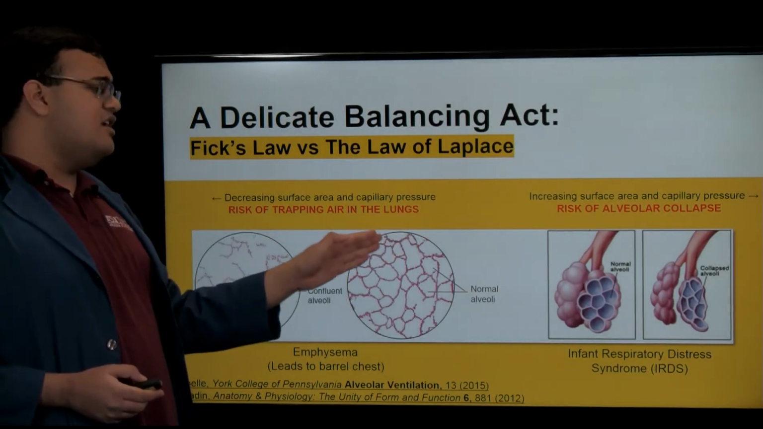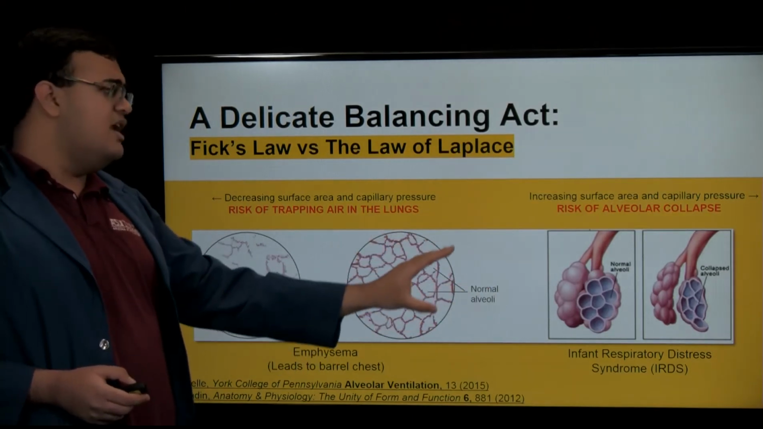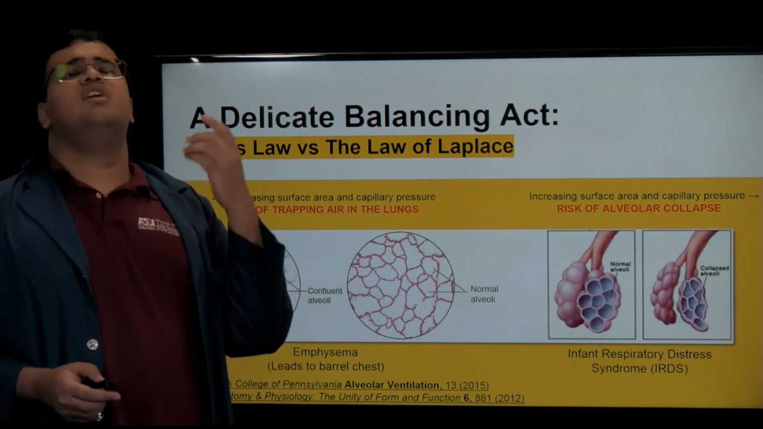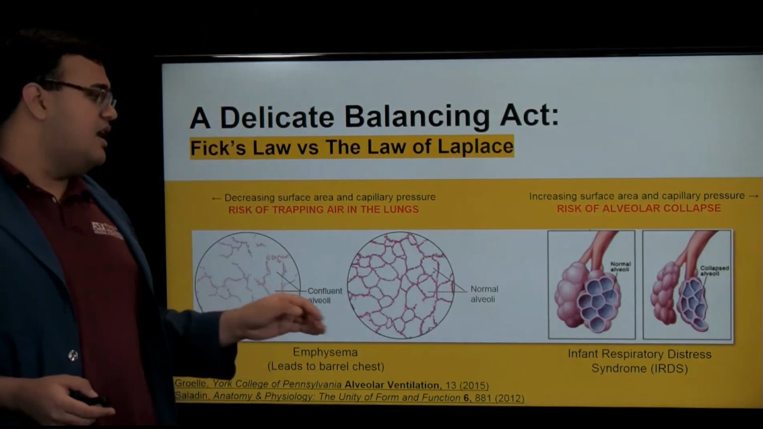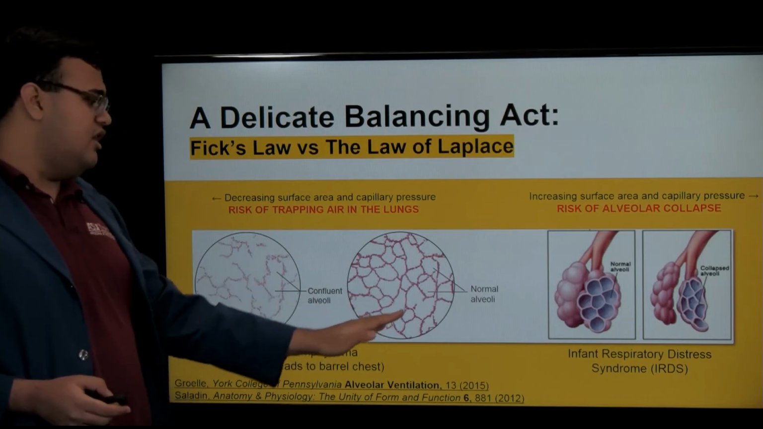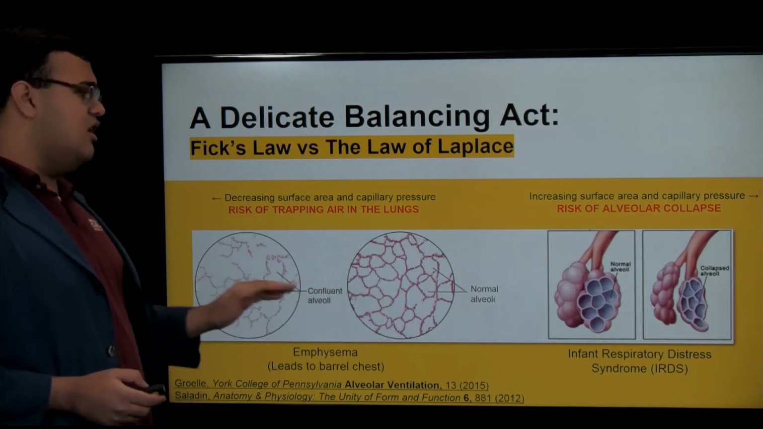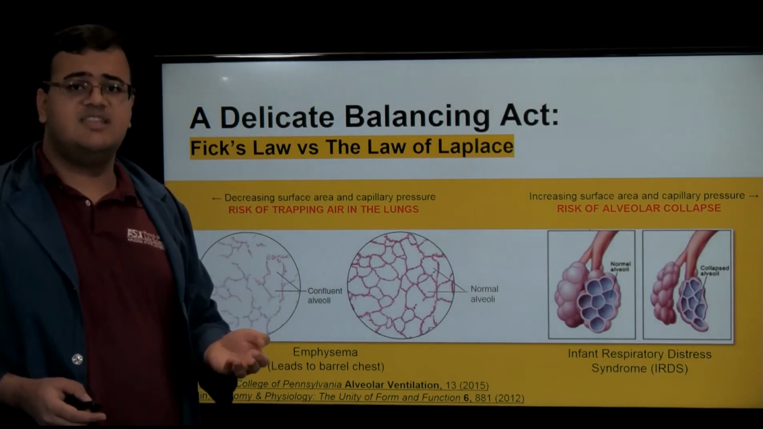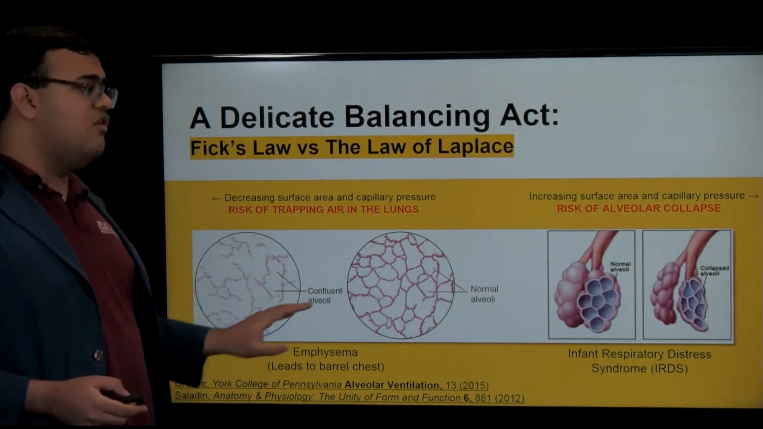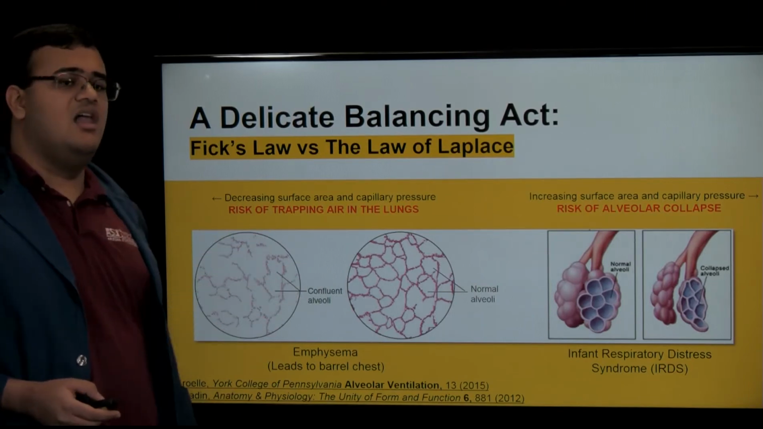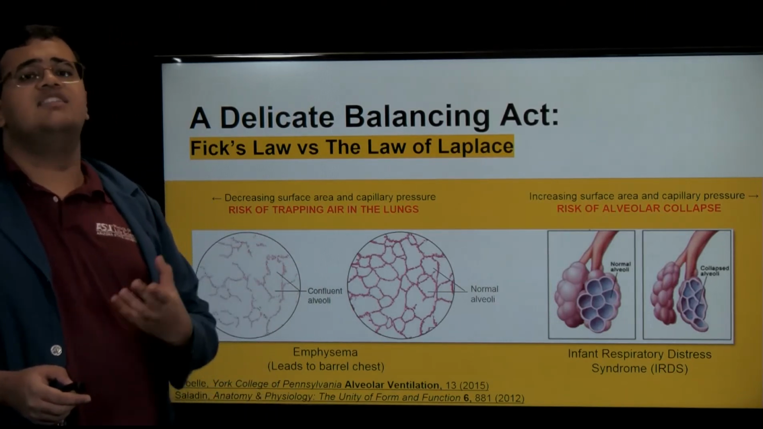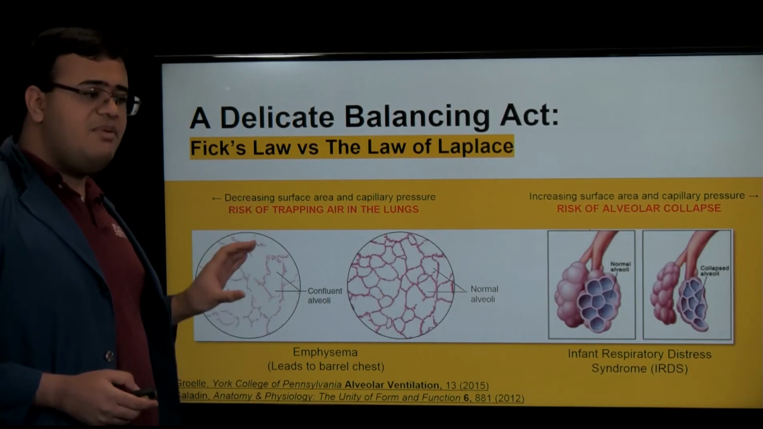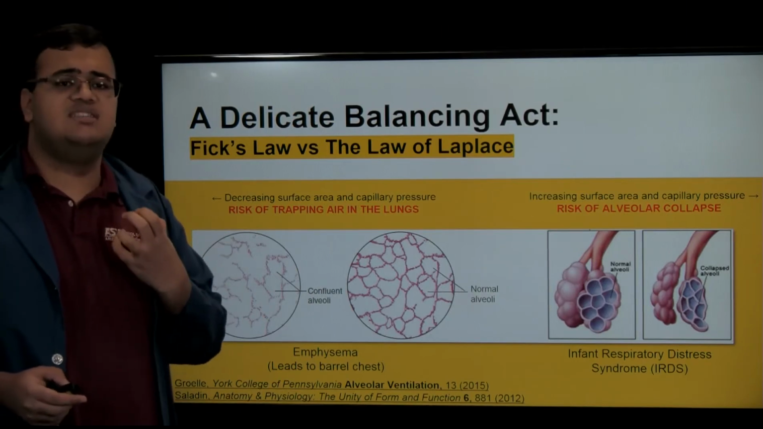So if the surface area of alveoli decreases, so we make them bigger and bigger, we don't have to worry about them being squished shut. We don't have to worry about them being collapsed because the pressure differential is relatively low. So here's normal alveoli, and here's larger and larger alveoli. When this happens, however, there is much less surface area for how much volume of air there is in the lungs, and you can't get as much oxygen into the bloodstream. Moreover, you actually end up trapping air in the lungs because it's difficult to squeeze air out of here.